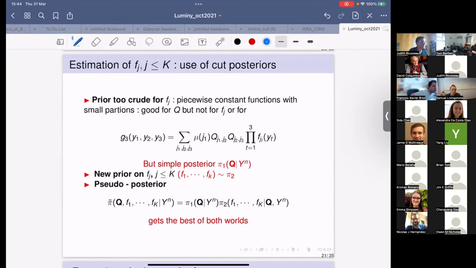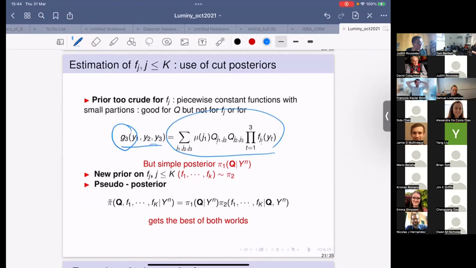So before I can be good for F, I will need to prove that I'll be good for G, which is the distributions of the observations, so the marginal distributions of the observations. In particular, if I look at 3 consecutive observations, then the marginal density of 3 consecutive observations has this form. So it's a function of the Q's and the F.